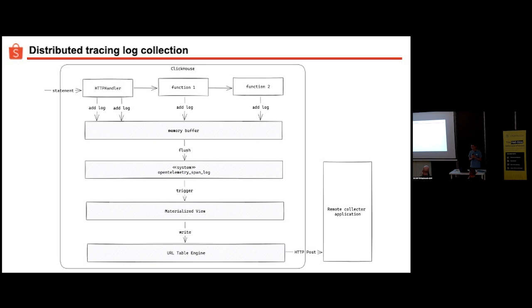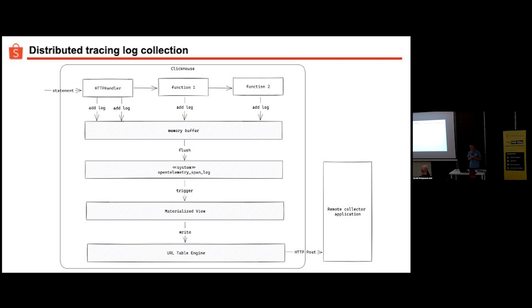And after that, what we need to do is make sure the data can be exported from ClickHouse to our centralized collector for further processing. In ClickHouse, we provide a system table. A system table in ClickHouse is a kind of table that allows us to save some internal states of ClickHouse, like query logs or crash logs. So we do the same thing.